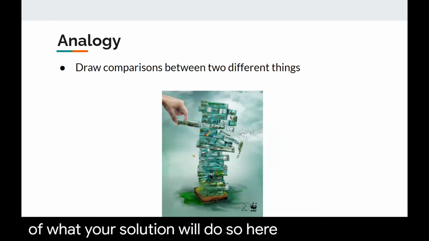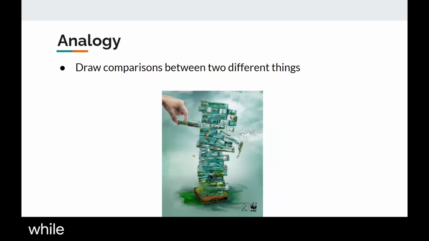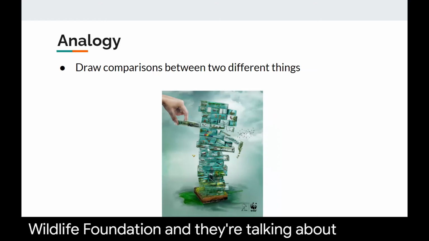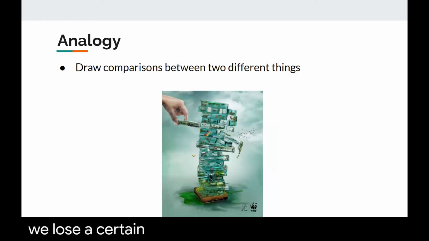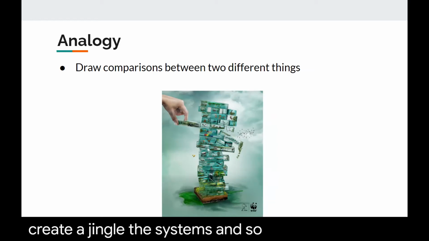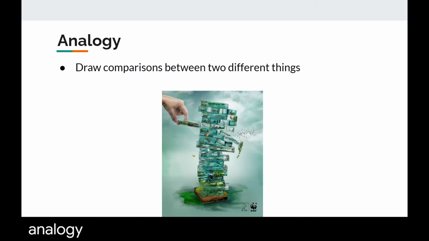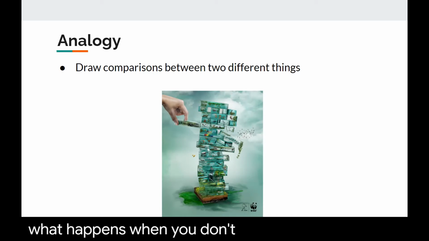So here is the World Wildlife Foundation, and they're talking about how if we lose a certain species of animal, how it could create a Jenga-like collapse of our ecosystems. And so this is a visual analogy here that really provides an explanation of what happens when you don't protect wildlife.